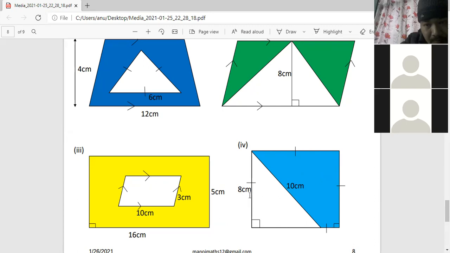Then when you find the area of this triangle, what will it be? 1 by 2 base into height. The base we have already found, this is 6 centimeter. The height of the triangle is this 8. Then 1 by 2, 6 into 8, it will come 24 centimeter square. Then 64 centimeter square minus 24 centimeter square, then the area of the shaded region will come. A1 minus A2.